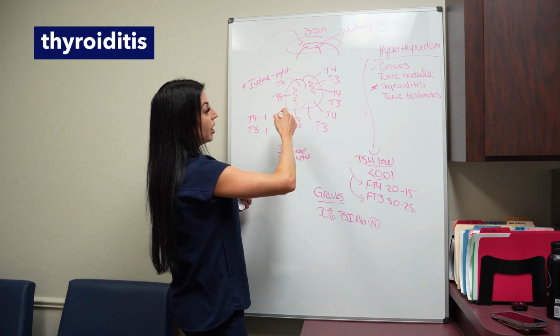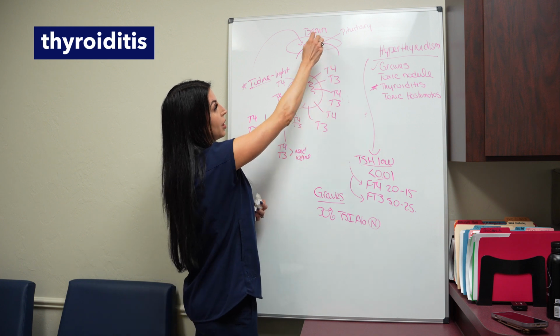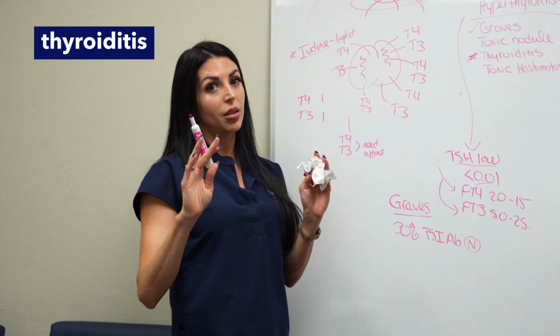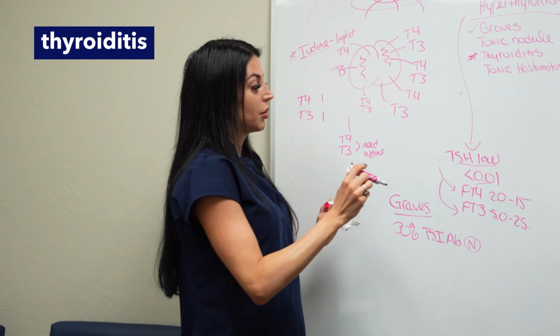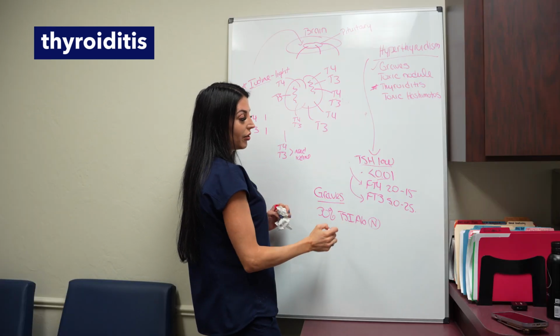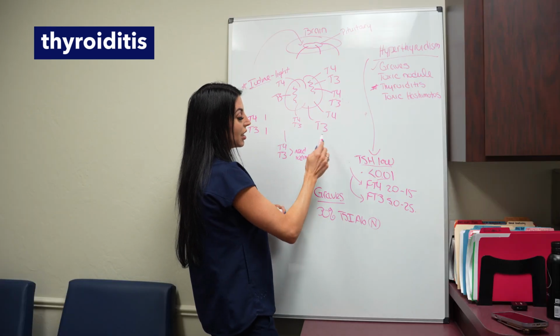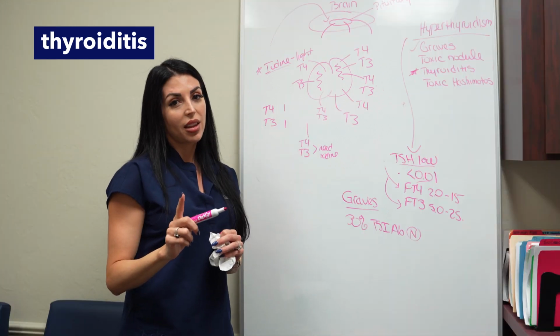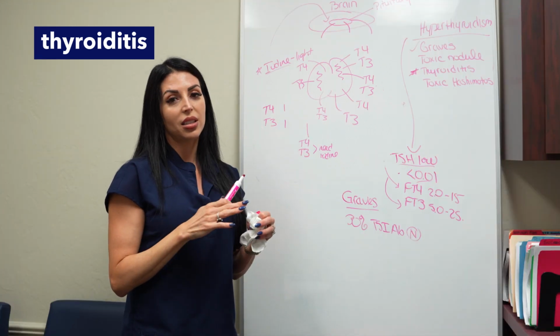All this blood level of T3 and T4 has fed back to the brain, and the pituitary goes, oh my gosh, I don't need any more thyroid hormones. It downregulates TSH, so you have none. Your free T4 and free T3 seem high. But the good news about thyroiditis is usually within 6 weeks, it fixes itself.